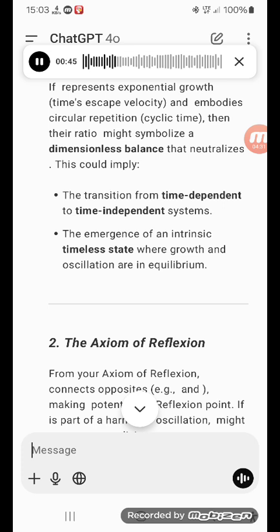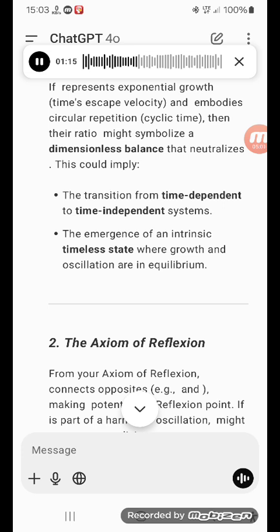2. The axiom of reflection. From your axiom of reflection, I connects opposites, e.g. e and π, making e/π potentially a reflection point. If t is part of a harmonic oscillation, e/π might act as a neutralizing operator, sort of like χ equals 0. In this sense, e/π could act as a time filter, removing t from equations tied to I's harmonics.